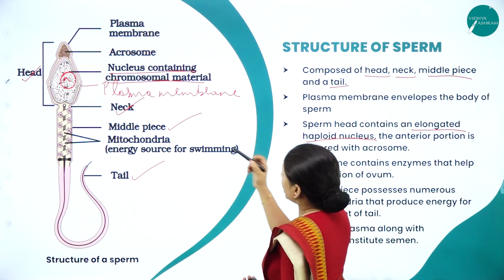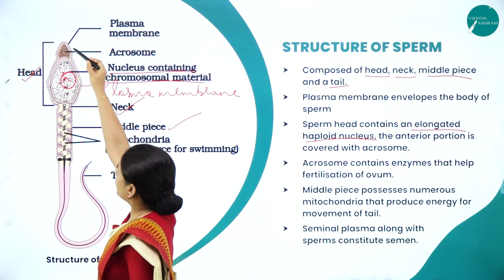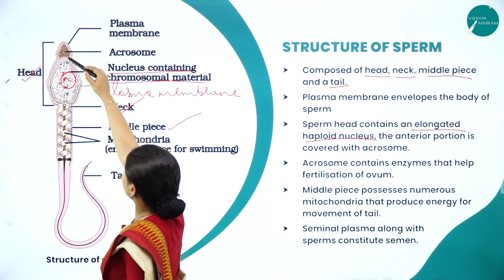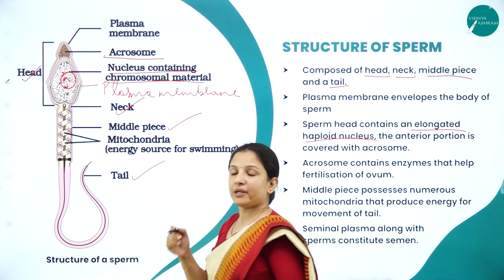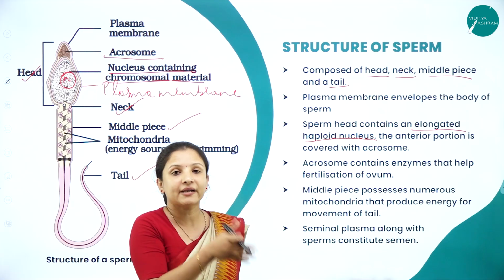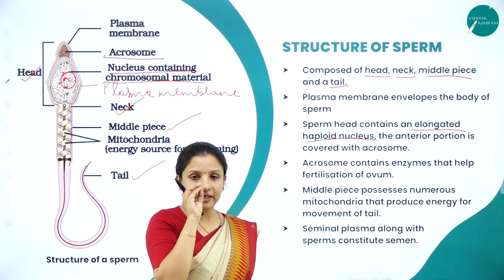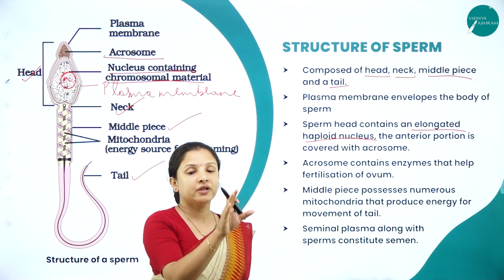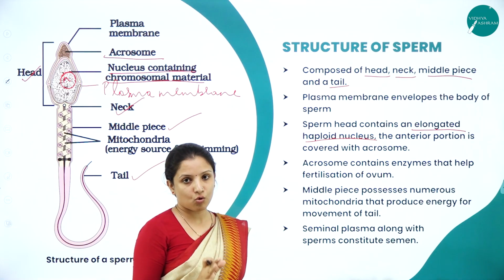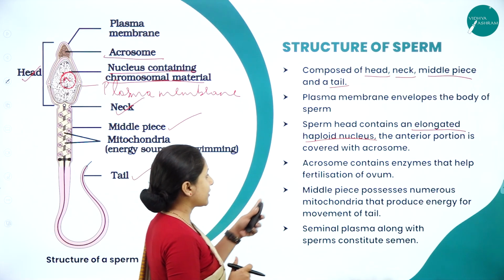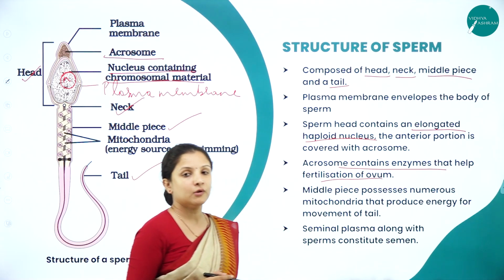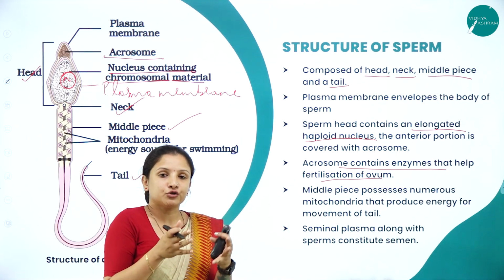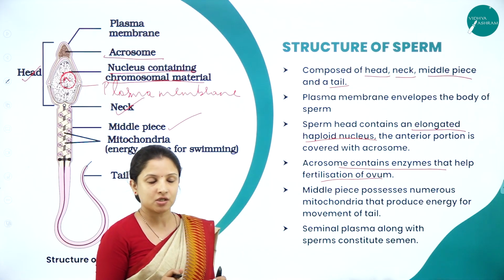And apart from that, at the tip of the head, that is at the anterior portion of the head, you can see it is covered by a cap-like structure which is called the acrosome. The main function of the acrosome is to direct the sperm. That is, it will tell the sperm that you have to move here so that you can go and attach to the ova or the egg in the female. The acrosome contains enzymes that help in fertilization of the ovum. That is, it shows the path for the sperm to go and reach the ovum.